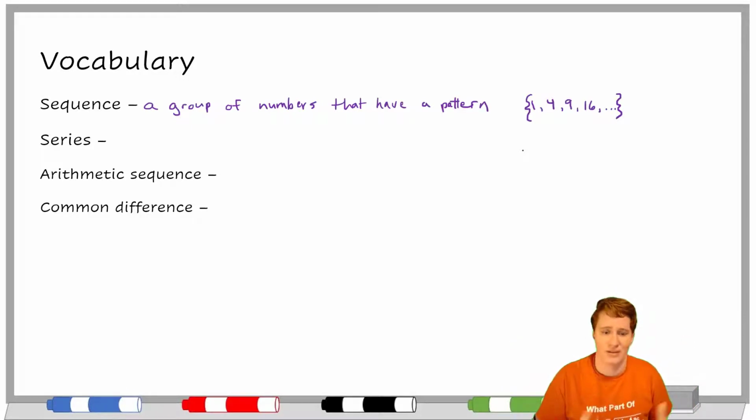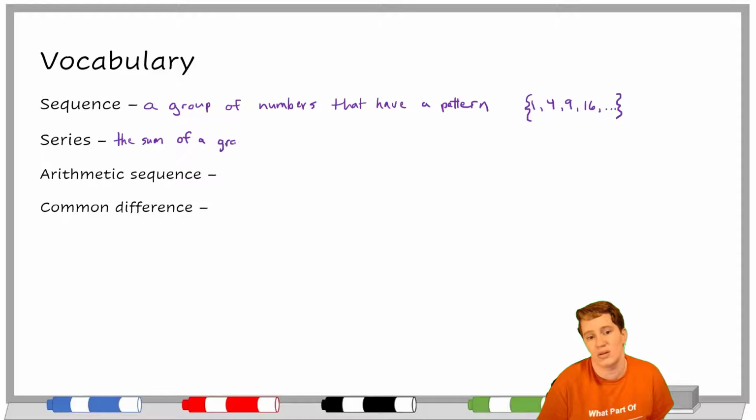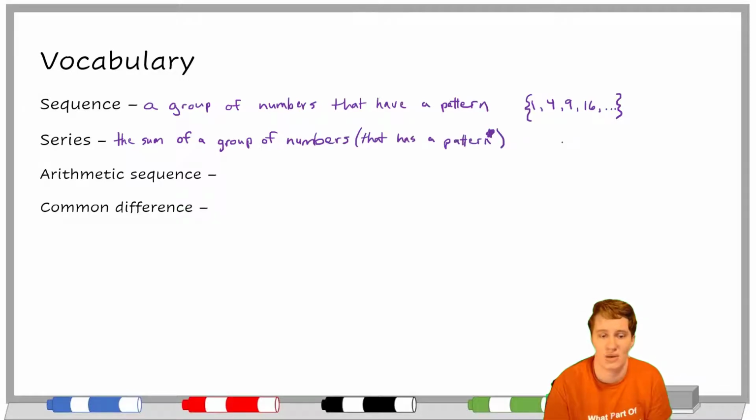The word series, I've always thought, is a little weird in this whole situation. When we're talking about an arithmetic series, or a series in general, we're actually talking about the sum of the group of numbers we have. And again, this group of numbers has a pattern. Because it has a pattern and we're adding these numbers together, there's typically a shortcut we could use. We wouldn't need the shortcut if we were only adding 4 numbers together. But if we're going to add 100 numbers together, then a shortcut or a formula might be super helpful.